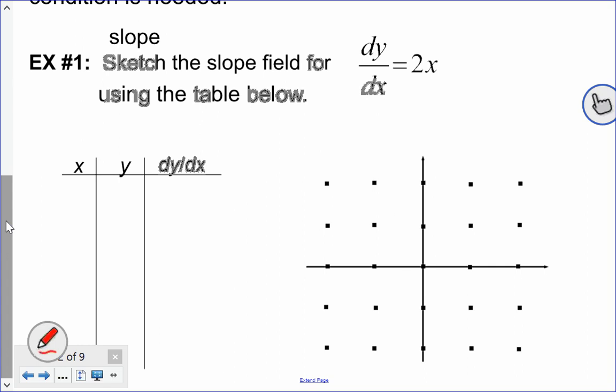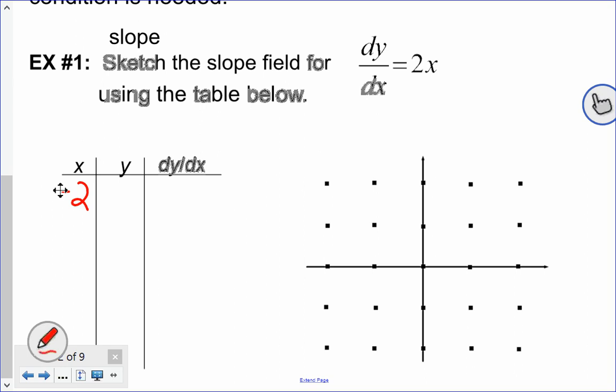I think on your paper you don't have the y column, but you'll see why we don't need the y column here, because this is dy dx equals 2x. Basically what we're drawing is a tiny piece of a tangent line, a representation of what the little bit of tangent line would look like right at that point. So I can just plug numbers in. I don't usually use a table, but I'll use a table for a couple of examples so you get the idea. I usually just plug the numbers in and do the arithmetic.